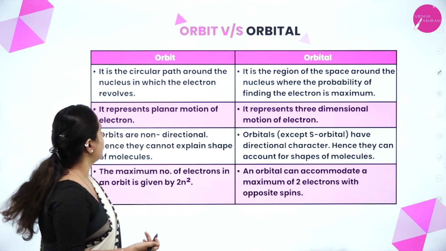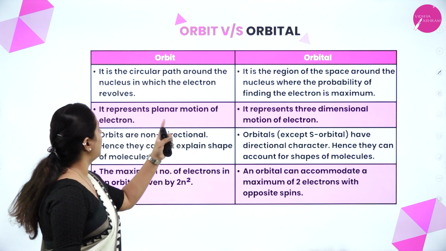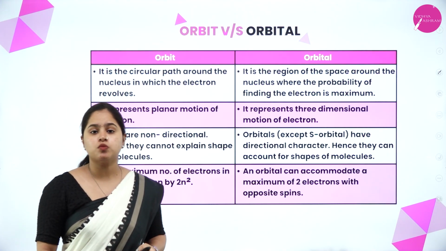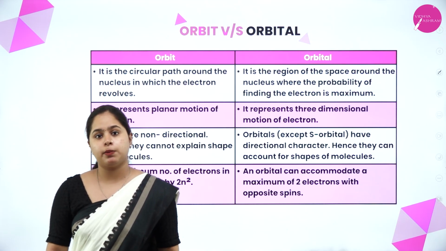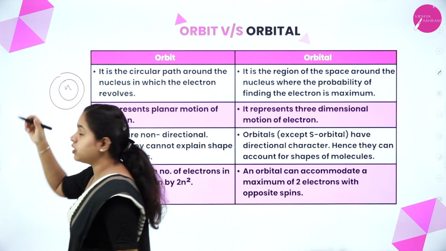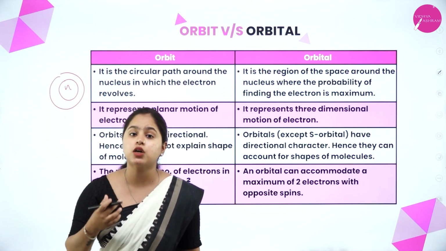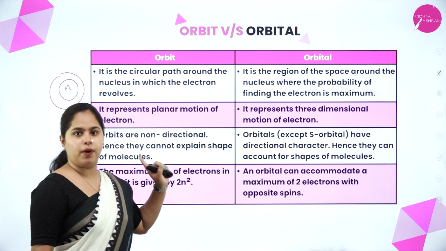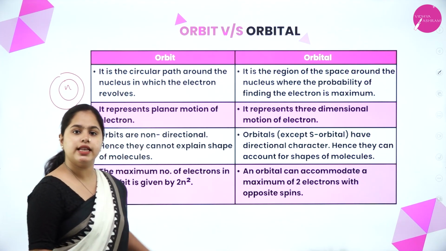Let us see. Okay, so an orbit is a circular path around the nucleus in which the electron revolves, right? In Bohr's model of atom, what did we study? There will be a positively charged nucleus. Yes, and the electrons will be revolving around the nucleus in circular paths which are called as orbits, right? So they are circular paths around the nucleus in which the electron revolves.